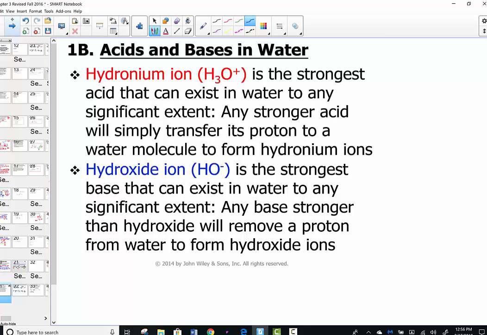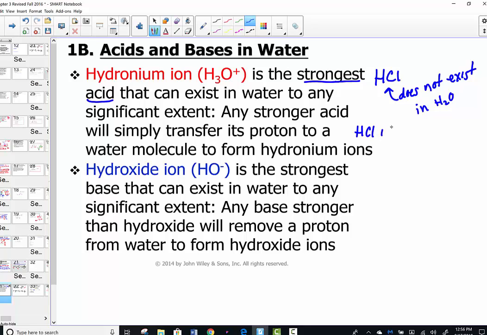Acids and bases exist only in water. We must have an ability to transfer protons, and we have to have that aqueous medium for that to occur. So hydronium is the strongest acid that can exist in water to any significant extent. Anything stronger is just simply going to transfer its proton to a water molecule to make hydronium. HCl is a strong acid. HCl does not exist in water. We wouldn't find the molecular compound HCl where H is bonded to Cl. It does not exist in water.